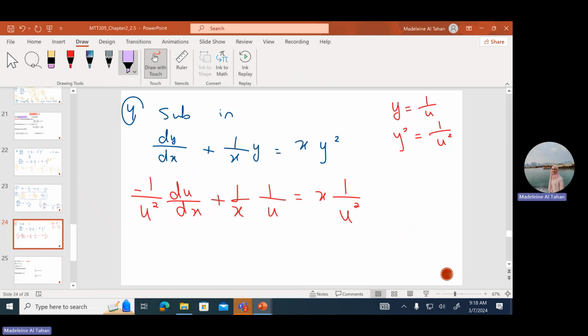Let's write it down. What do we have here? We need to have only du by dx here, so we should multiply the whole equation exactly by negative u squared. Please multiply the whole equation by negative u squared.